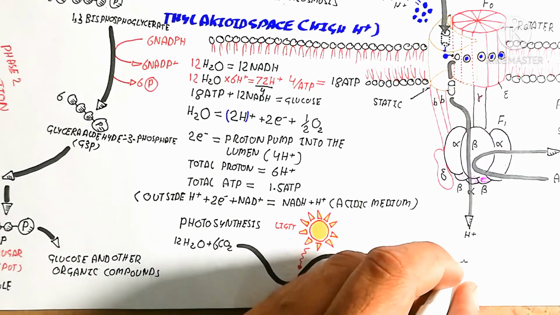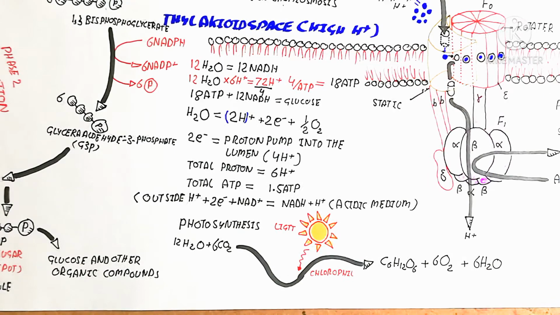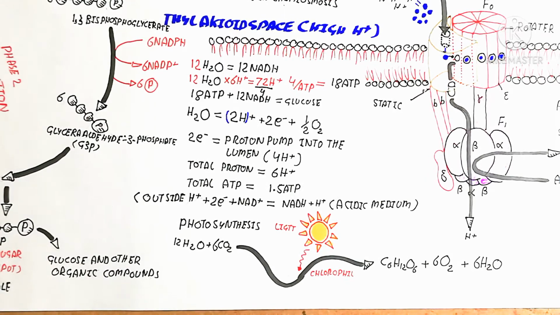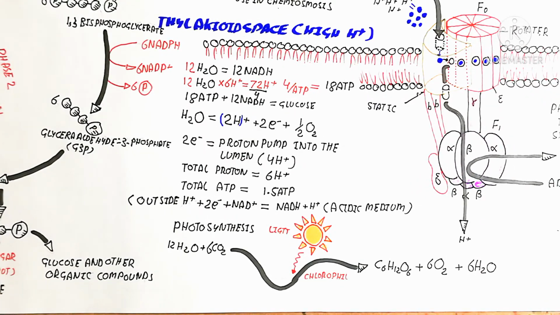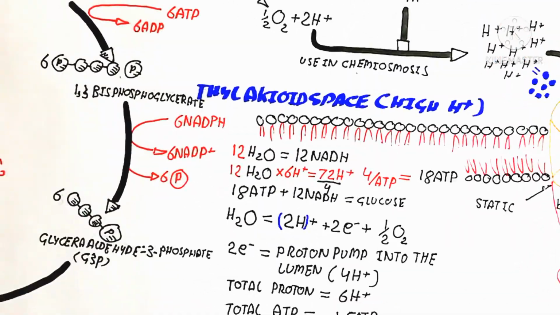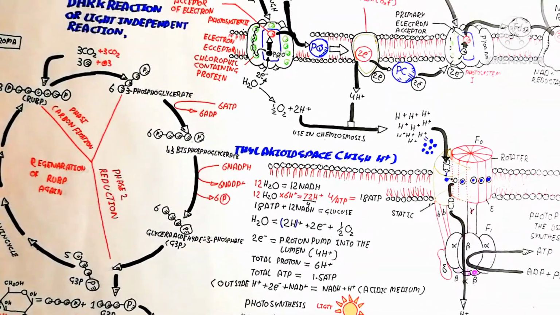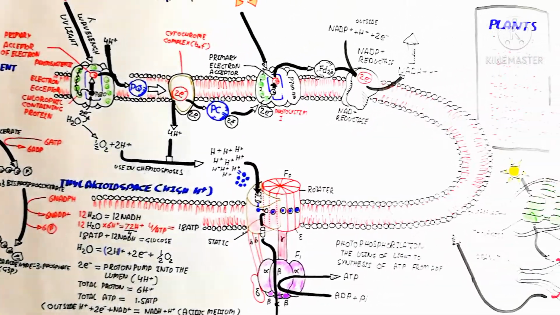So next is the photosynthesis equation. This photosynthesis equation is quite easy to understand now. That is 12 H2O and 6 carbon dioxide, to produce sugar.